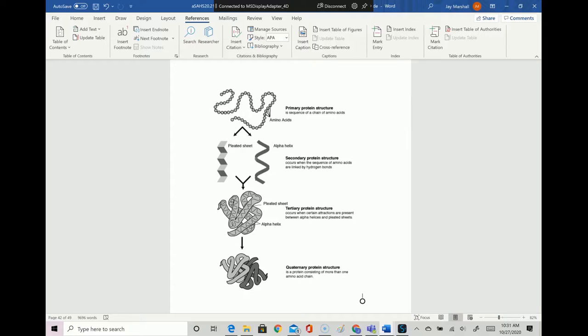Here's the primary structure, it's just the chain, right? Here's the secondary structure, it's either an alpha helix or a pleated sheet. Here's the tertiary structure. I chain these sheets and helices together in a complex three-dimensional way. Here's the quaternary structure. I put two different proteins, I hook them together in a specific way. So primary, secondary, tertiary, quaternary.